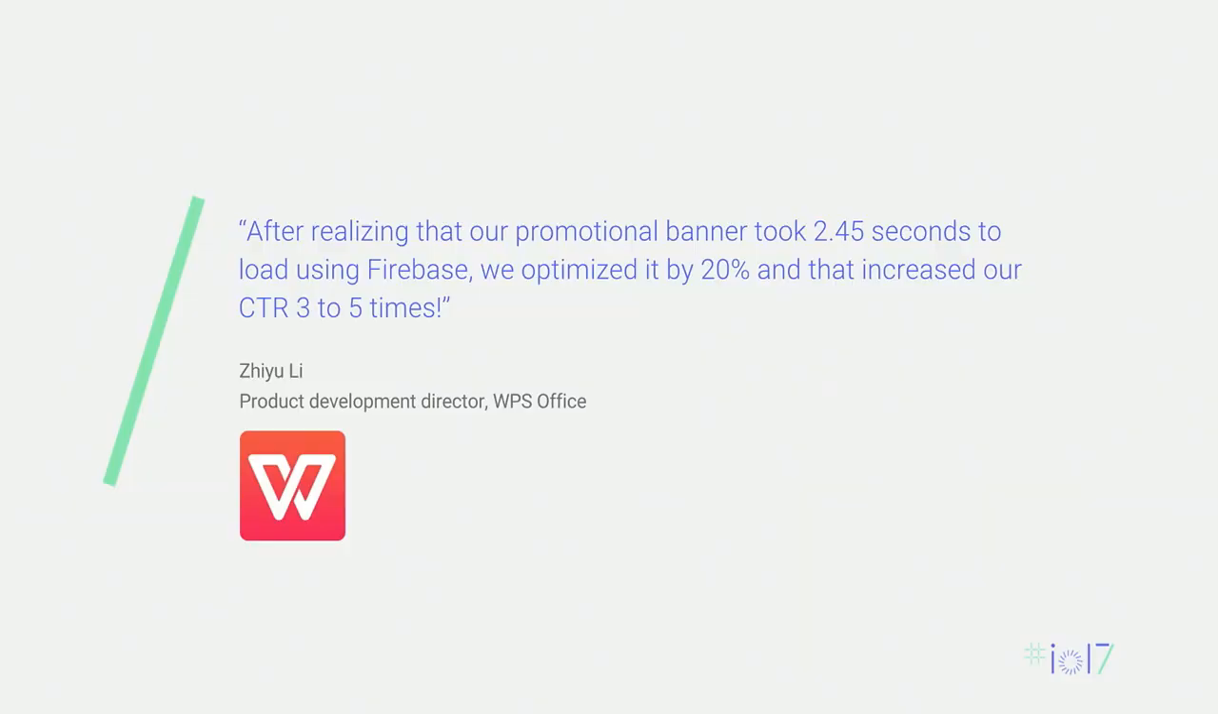This one is based out of China. WPS Office is a popular office productivity app in Asia. And they use Firebase performance monitoring, and using the network monitoring feature, realized that one of their ad banners takes more than 2.4 seconds to load, which is way higher than they had expected. They optimized this by 20%, and they see an increase in their click-through ratios by 3 to 5 times. Think about this kind of impact. All they had to do was install the SDK, and they got this much increase in CTRs.